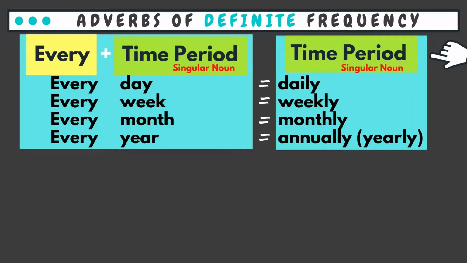Instead of saying every day, you can say daily. Be careful of the spelling of this word. And of course, you can say weekly and monthly too. With the word year, it is much more common to say annually instead of saying yearly.